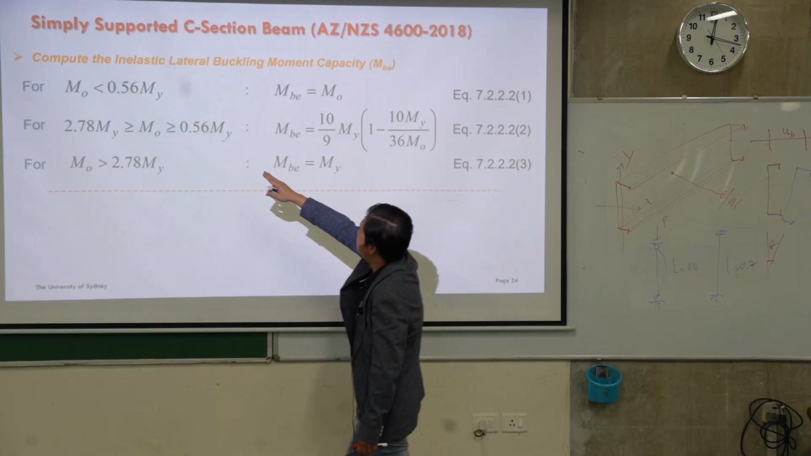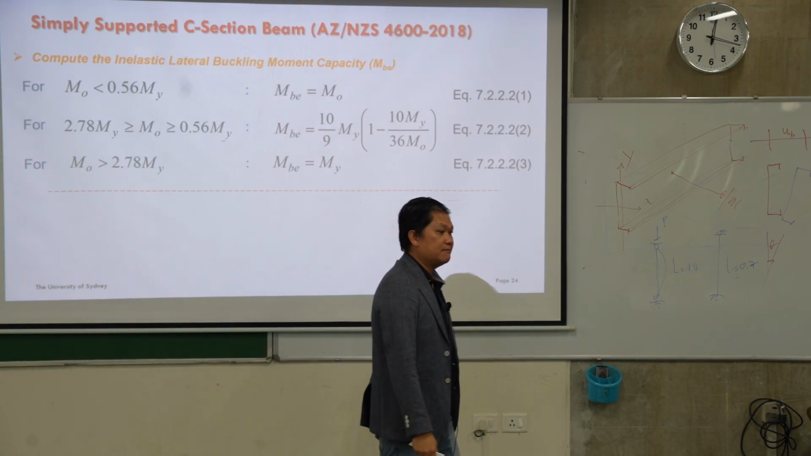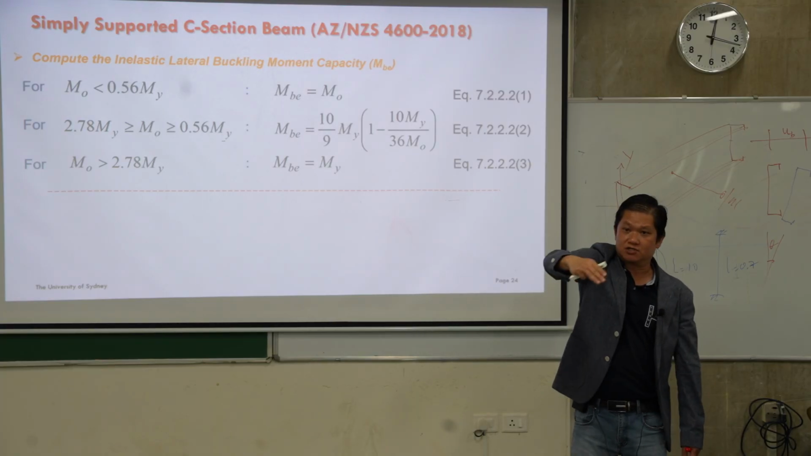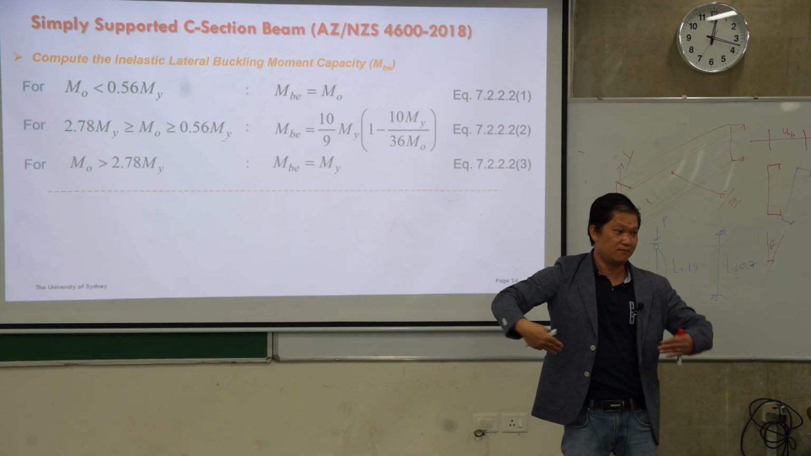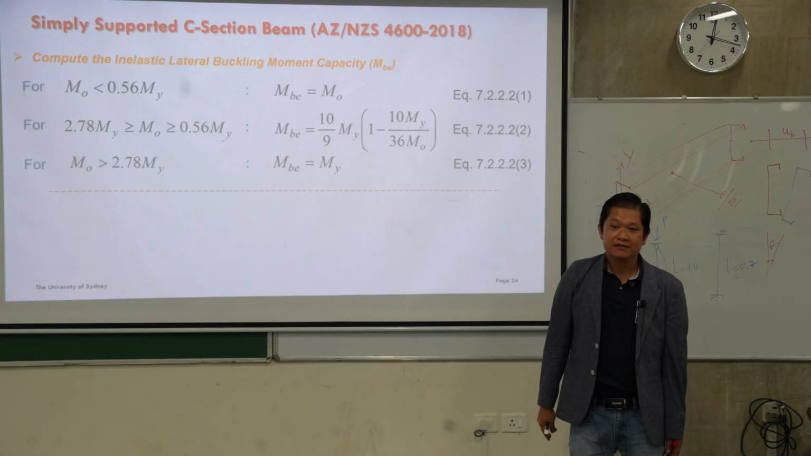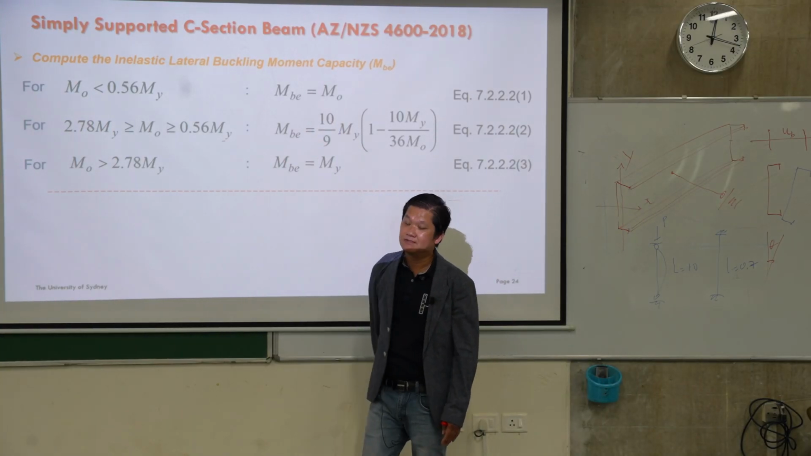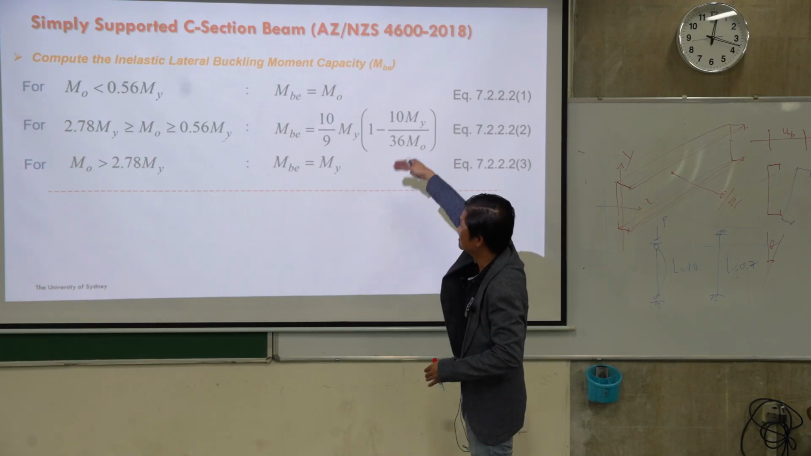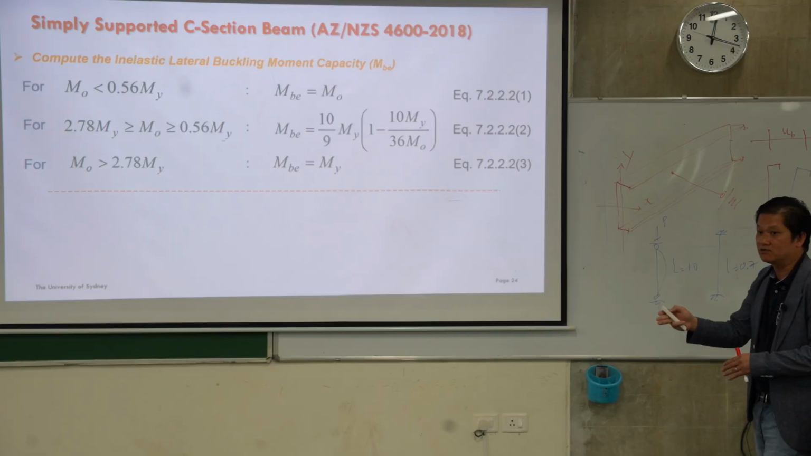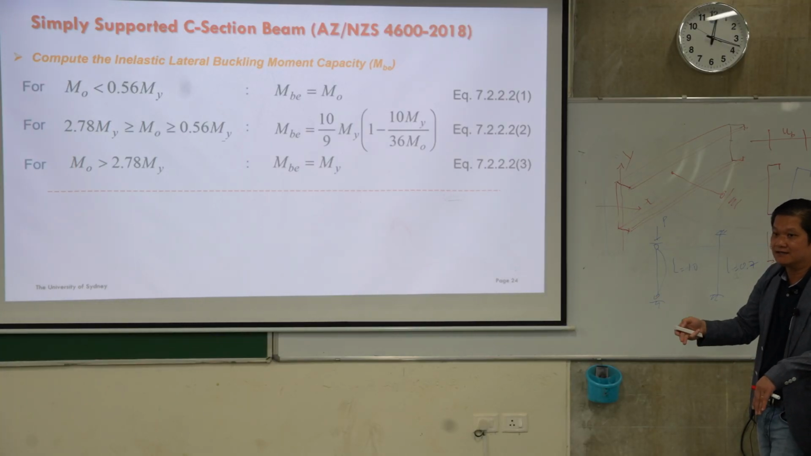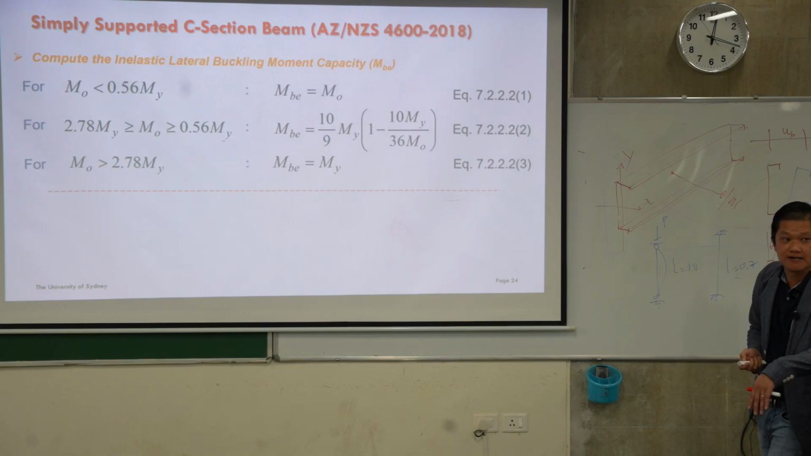Now, if M naught is a lot smaller than My, in that case, it means that in the signature curve you are right at the end in here, so you don't have anything to stop flexure torsional buckling, then it's purely elastic, M naught. So that is the meaning of every equation in here. It depends on the slenderness, and that slenderness depends on how much lateral restraint you provide. Okay.